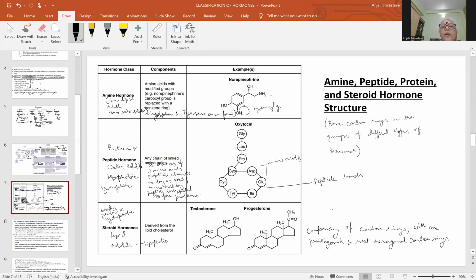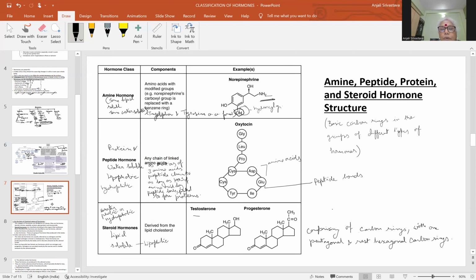This is norepinephrine. Norepinephrine is given as an example. These are the components of such hormones. Norepinephrine includes the hydroxyl group connected with the carbon ring and the nitrogen bonds. Here is the amine hormone. This is thyroxine, an amino acid. These are hormones made from tryptophan or tyrosine. Then peptide hormones: different amino acids connected through peptide bonds in the form of a peptide chain, which if it folds, gives oxytocin, insulin, which are made of large chains, they are proteins.